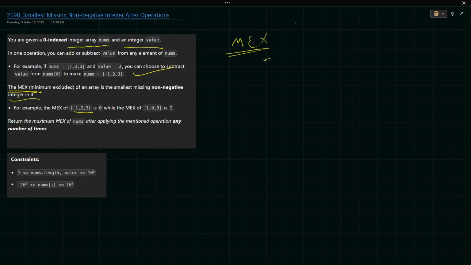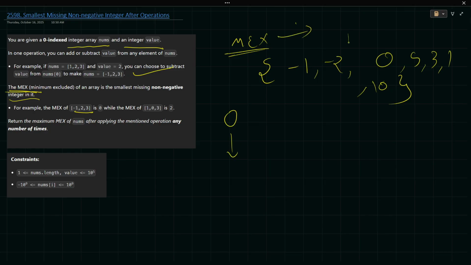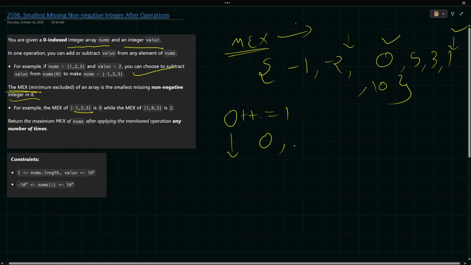Okay, so suppose you have this set: -1, -2, 0, 5, 3, 1, 10, whatever. You have to start from 0 only. So you will look in this set whether 0 is present or not. Okay, so 0 is present here. So we would go for 1, 0 plus plus, which is nothing but 1. So we would check whether 1 is present in whatever set we are taking or not. So 1 is also present here.